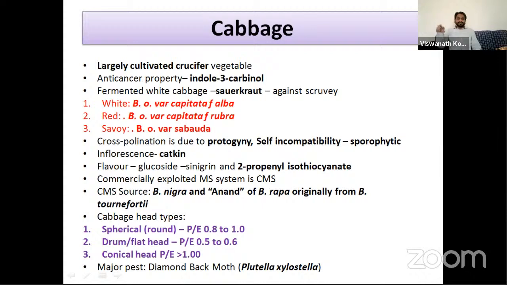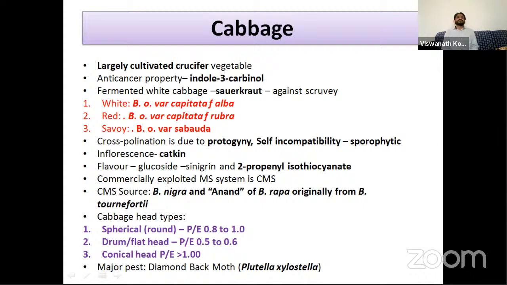So the flavor of the cabbage is due to presence of the glucoside sinigrin and 2-propenyl isothiocyanate. And there is a male sterile system in cabbage for hybrid seed production. It is cytoplasmic male sterility. The source of cytoplasmic male sterility is from Brassica nigra, and it is an Ogura cytoplasm. Actually, originally it is from Brassica tournefortii. Brassica napus, the cytoplasmic male sterility was transferred to Brassica rapa. From Brassica rapa, it was transferred to cabbage.